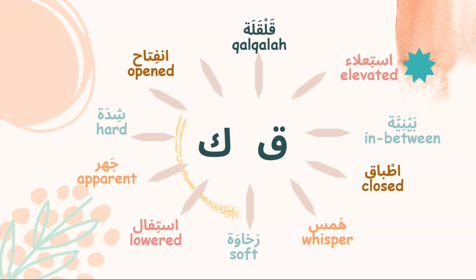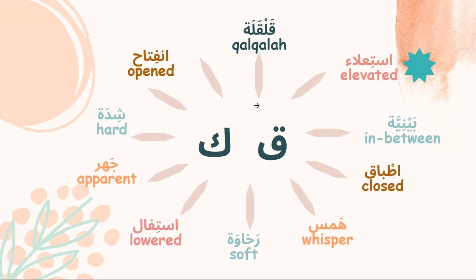So let us start. Let us say qa, ka, again, qa, ka. So which one of them is elevated? It's the qaf. What about the qalqala? We will talk about it later on, after we finish the articulations. We are going to take characteristics, of course, parallel with the articulations, but there are some things that we need to say regarding each character. But here, the qalqala.